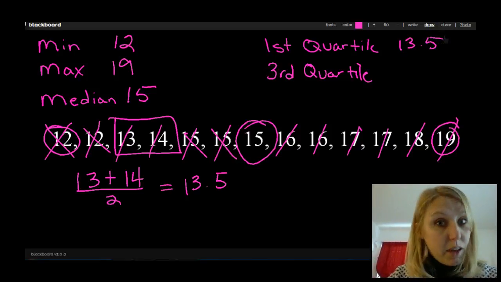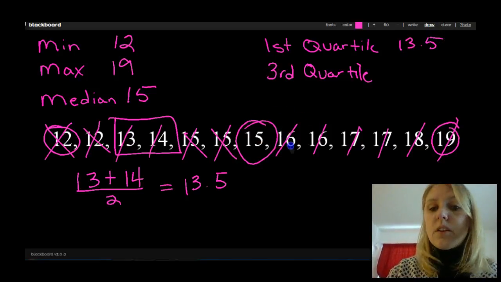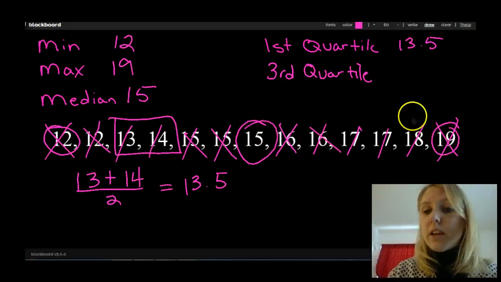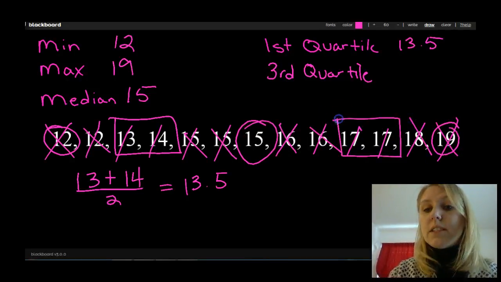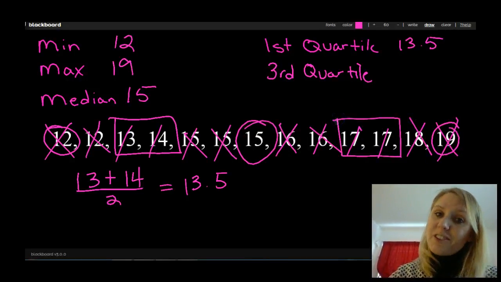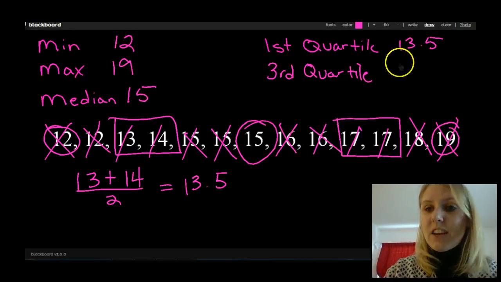Next, I will do the same thing with the third quartile. Cross it out until I get to my middle, and here I have two 17s. And if I add those together and divide by 2, it will stay at a 17.